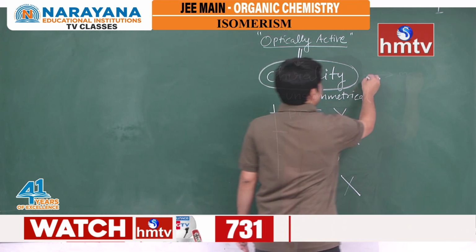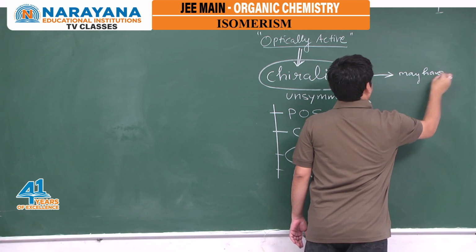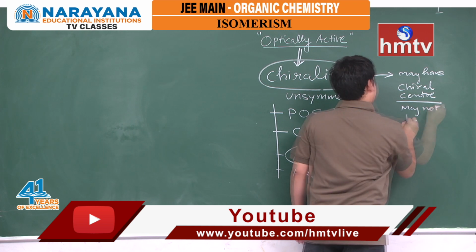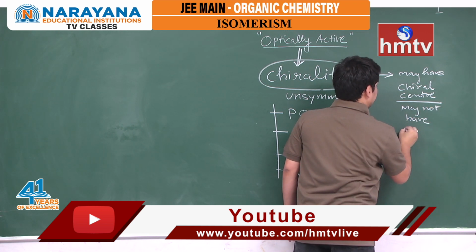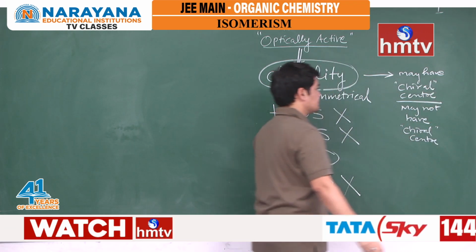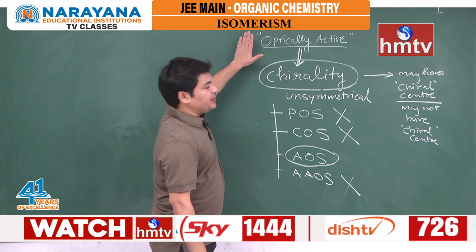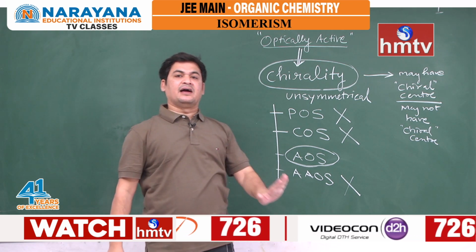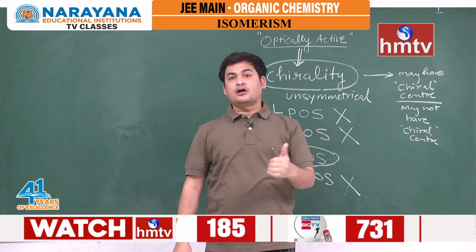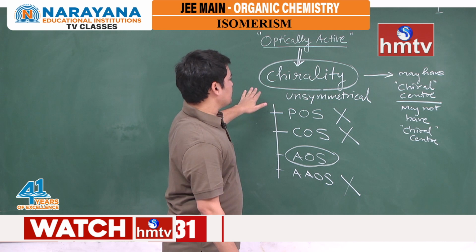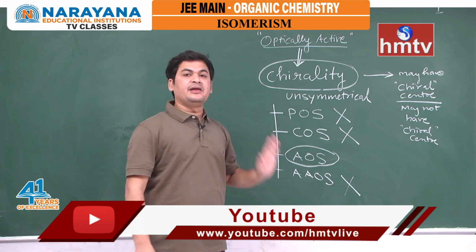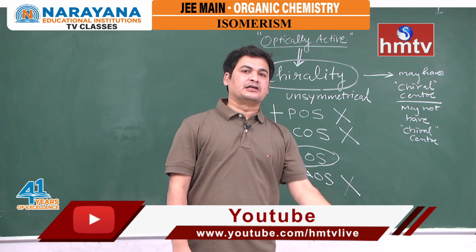One more thing: the compound may have a chiral center, or may not have a chiral center. Chiral center is not the mandatory condition. I will discuss the meaning of chiral center. The main thing is, to be optically active, the compound should have chirality. A chiral center may be there, may not be there. So chiral center is not playing a major role, but the major role is that the compound should have chirality. It should not have any kind of symmetry, plane of symmetry or center of symmetry.